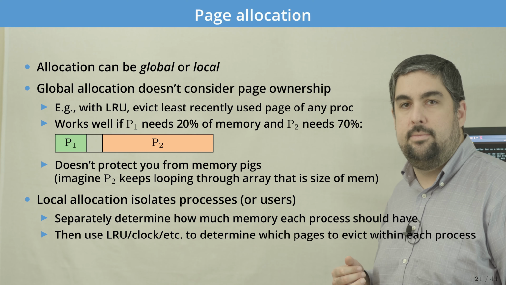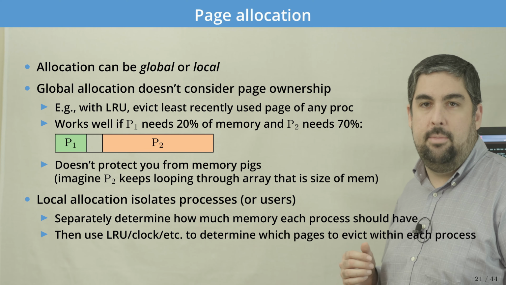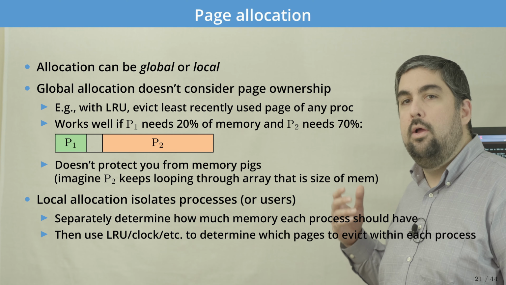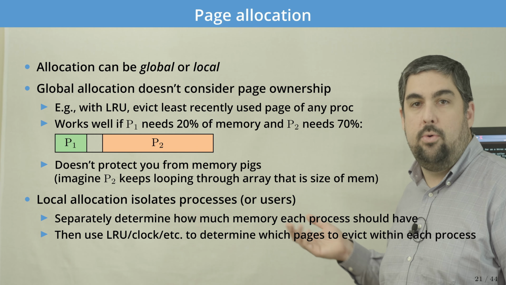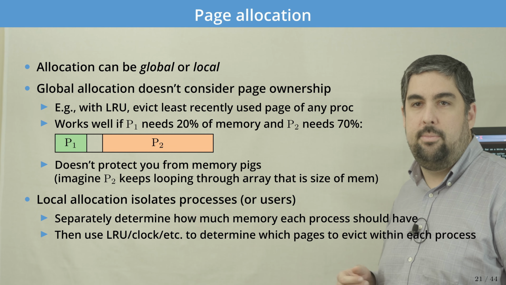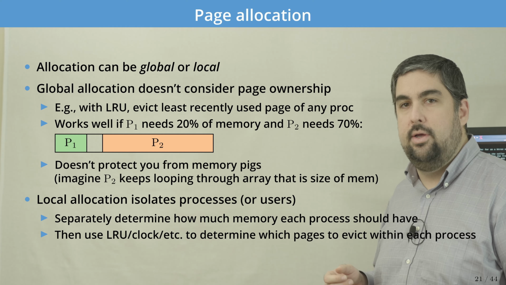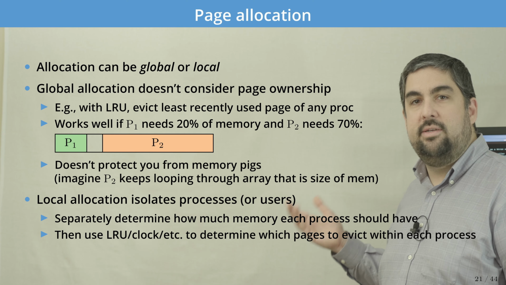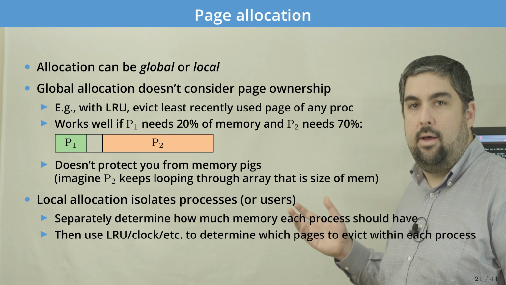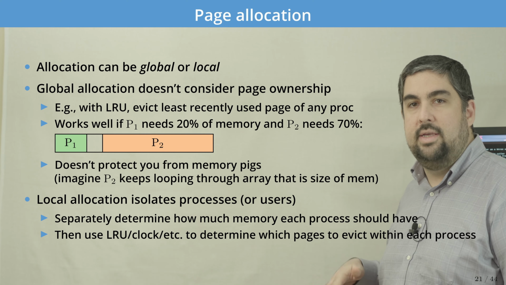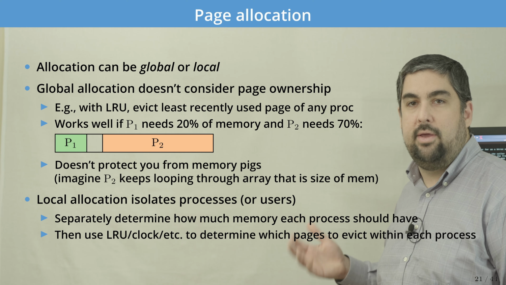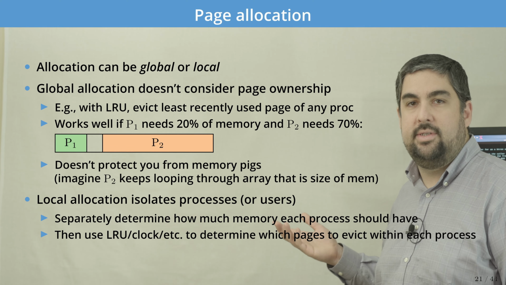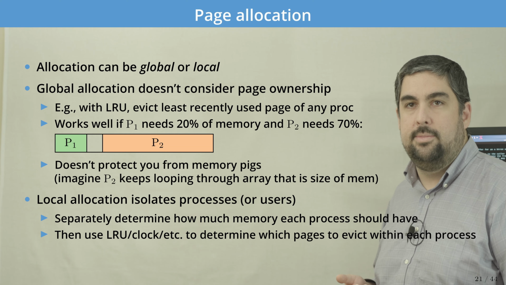to that process. A local scheme, on the other hand, will isolate processes or users, separately determining how much memory each one should use. And often there'll be some kind of two-level scheduling going on, where a memory allocator is going to make decisions of resource allocation between users or between processes in these local schemes.